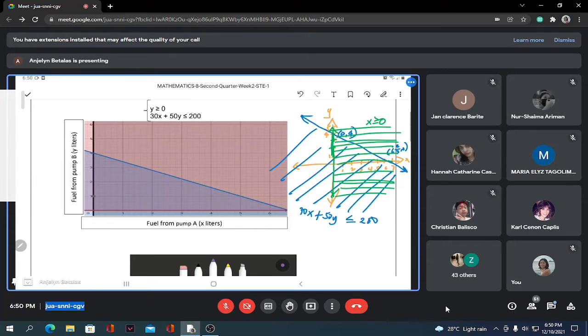Wait, not yet y. The violet one, going upward, represents y is greater than or equal to 0. So as you can see, earlier we only had a double shaded region, right? Now we have a triple shaded region because we involve three inequalities. If there were four, there would be four shaded regions, depending on the given inequalities.